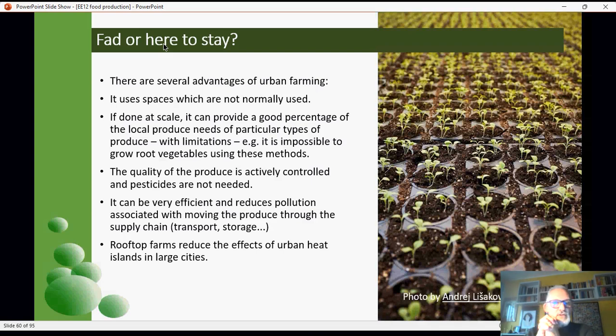And you also have knock-on effects, or let's say unintended consequences, which in this case are actually quite positive, because by greening rooftop areas, you actually reduce the effects of urban heat islands in large cities, which is quite a positive outcome. Okay, so it'll be interesting to see how these things develop.